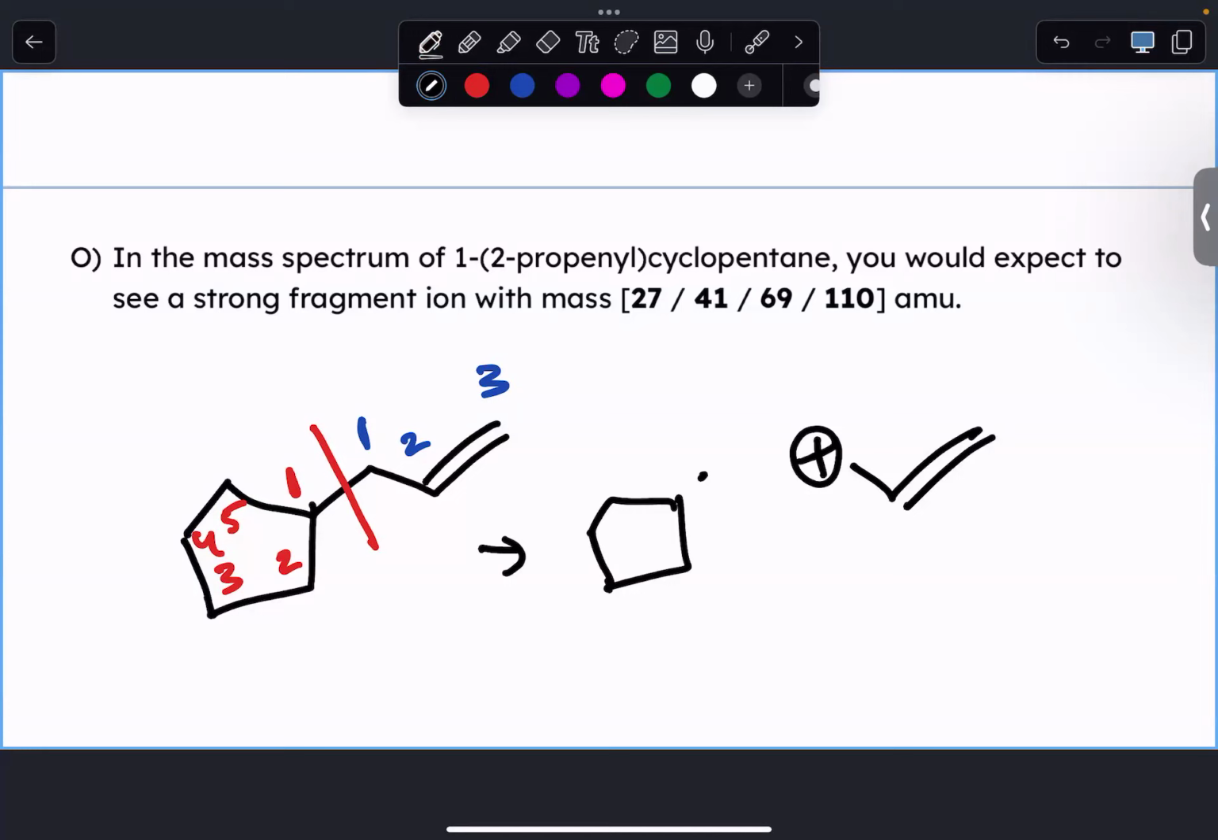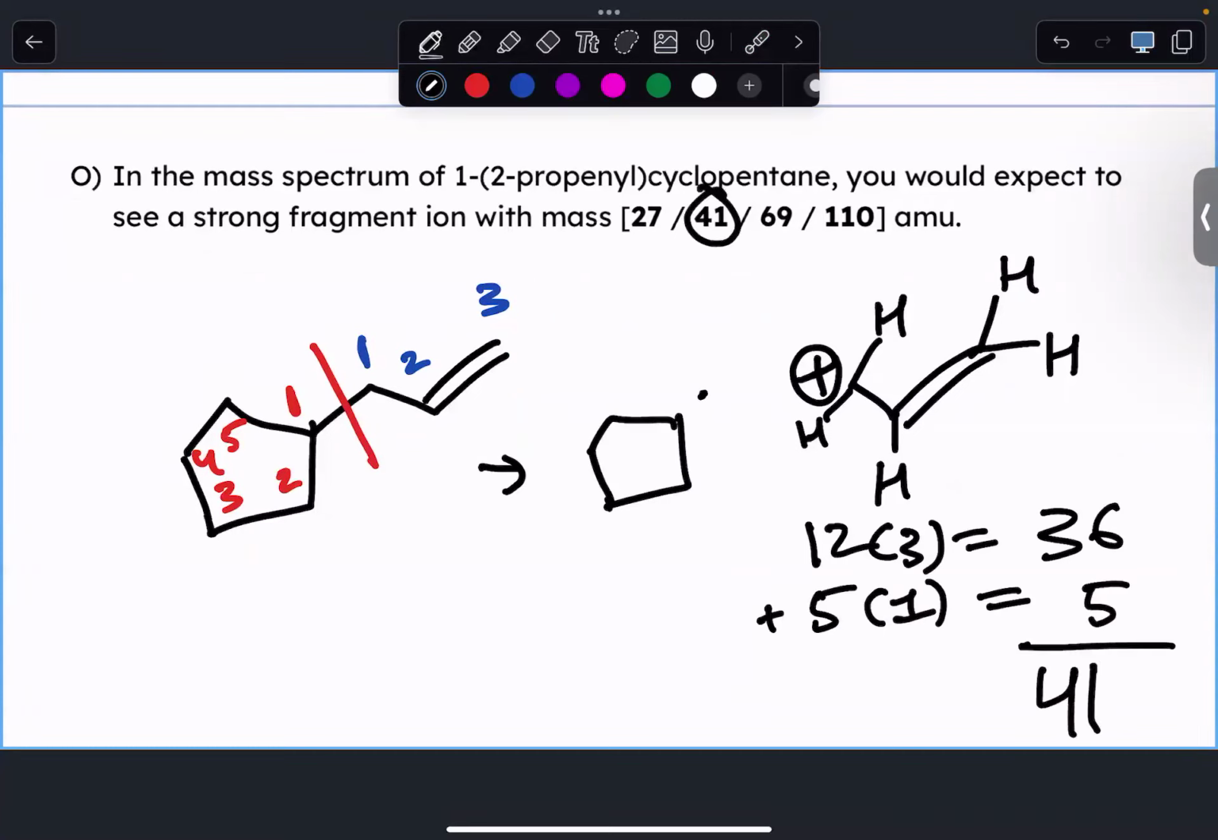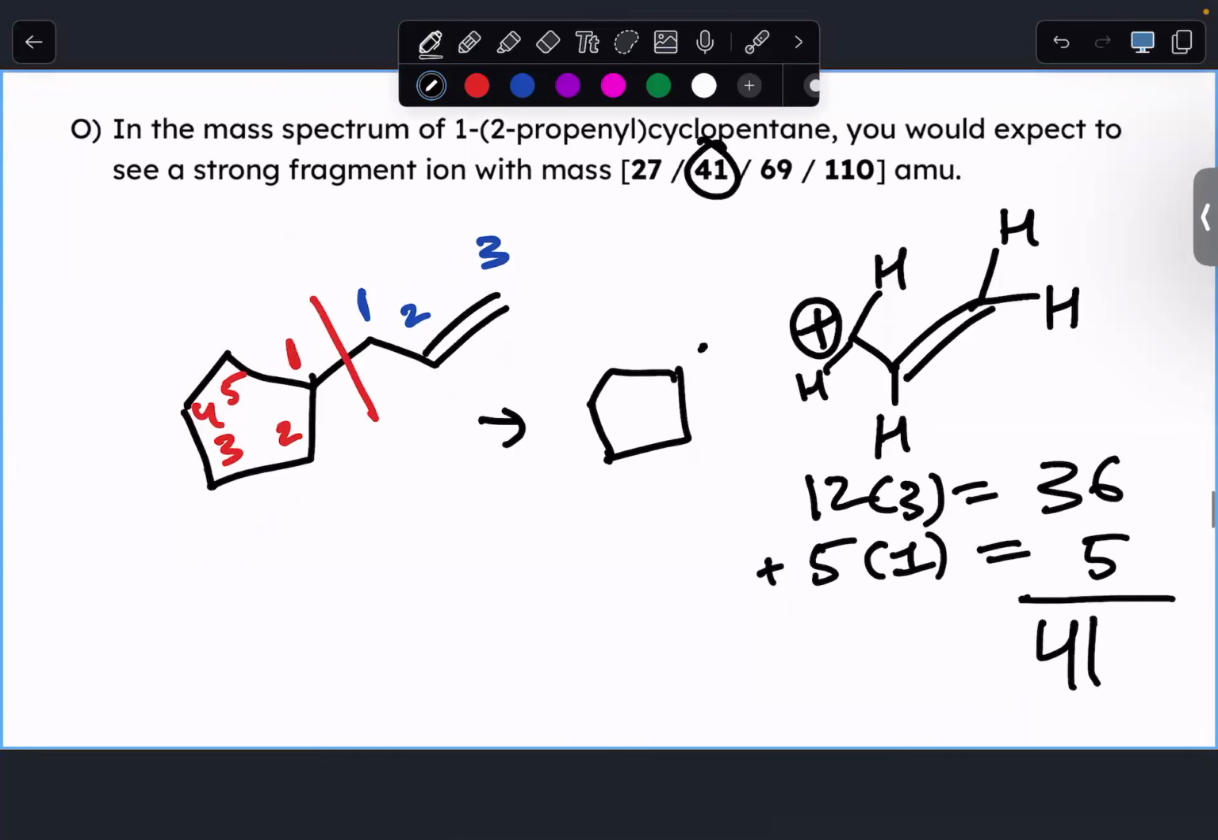Now, this is the fragment that we are reading, which has 1, 2, 3 hydrogens, 3 carbons. Wait, no, 5 hydrogens, because this carbon here has 2 other hydrogens. So that's 12 times 3 plus 3 times 1 is 36. Oh, no, it's 5 hydrogens. 36 plus 5 is 41, right? Any questions on this? Yeah, so this is the answer for this part here.